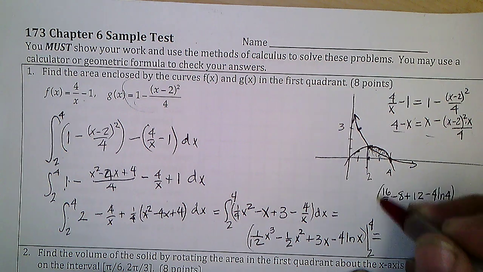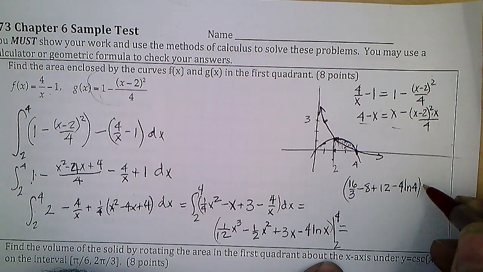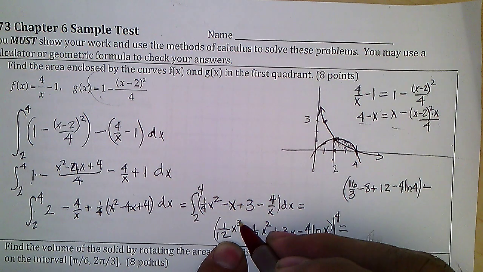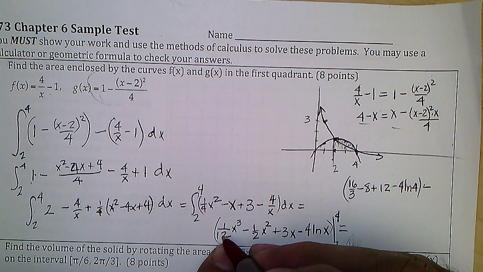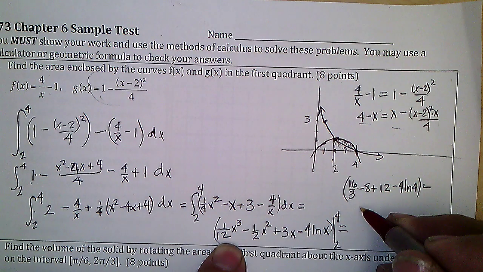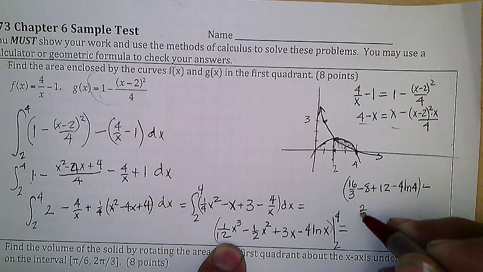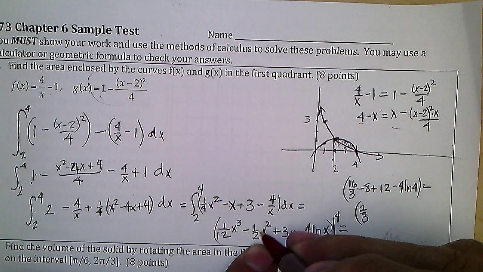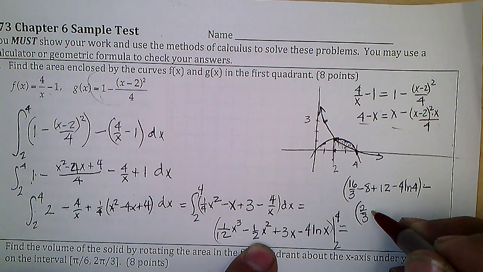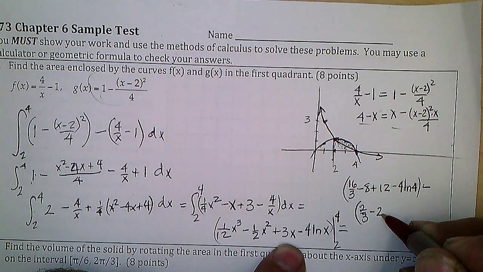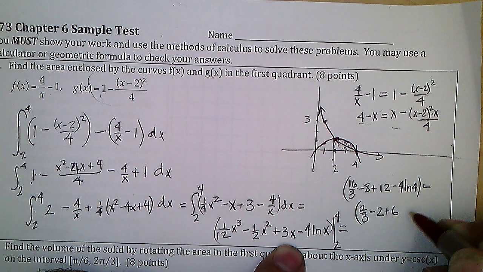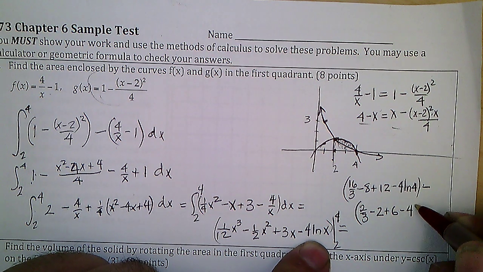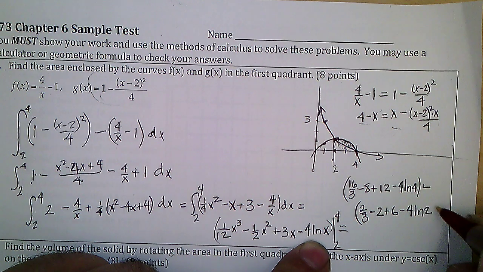All of this minus 8 divided by 12 would be 2/3. Two, that minus 2 plus 6 minus 4 ln 2.